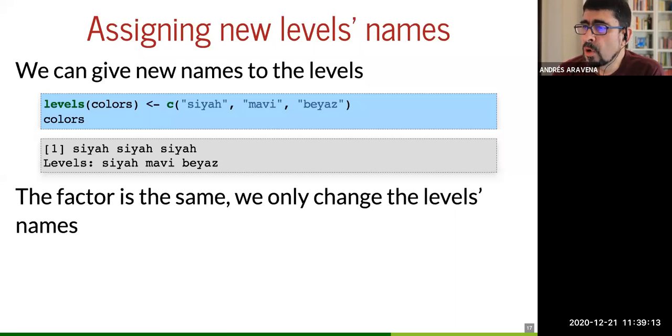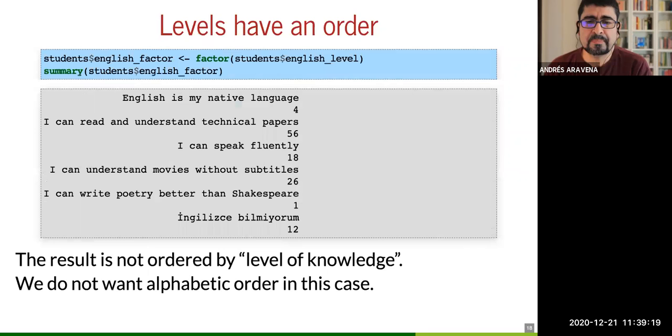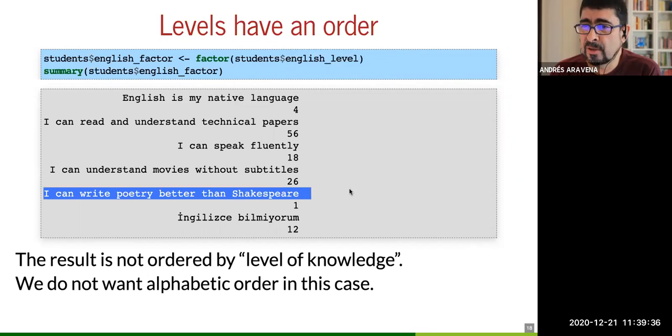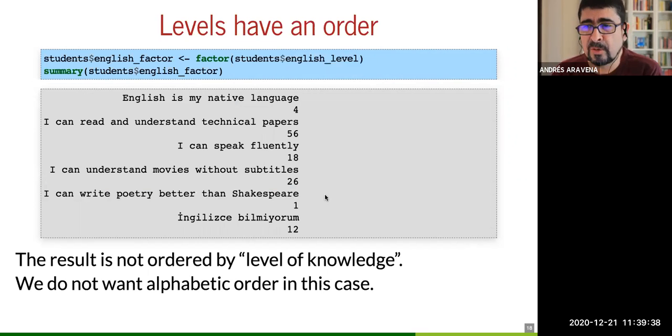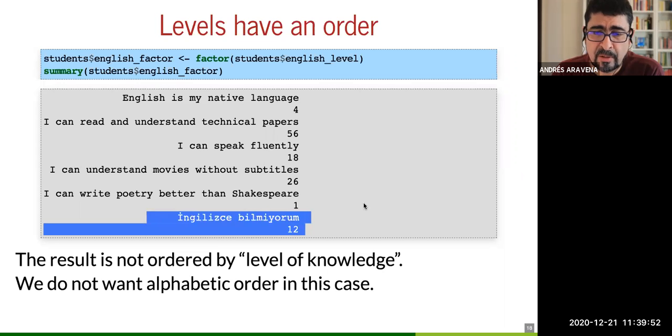Levels have an order, if you see. And okay, this is also interesting here. We had another column that was good for a factor, which was the English level. You remember, no? Some people say English is my native language, which I find interesting. I really want to know who this poet is. Someone said that he's writing better than Shakespeare. I really want to see that.